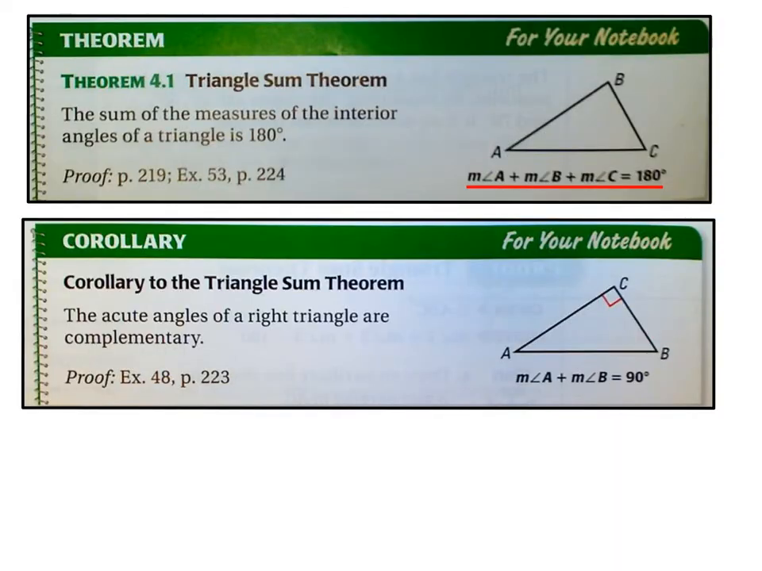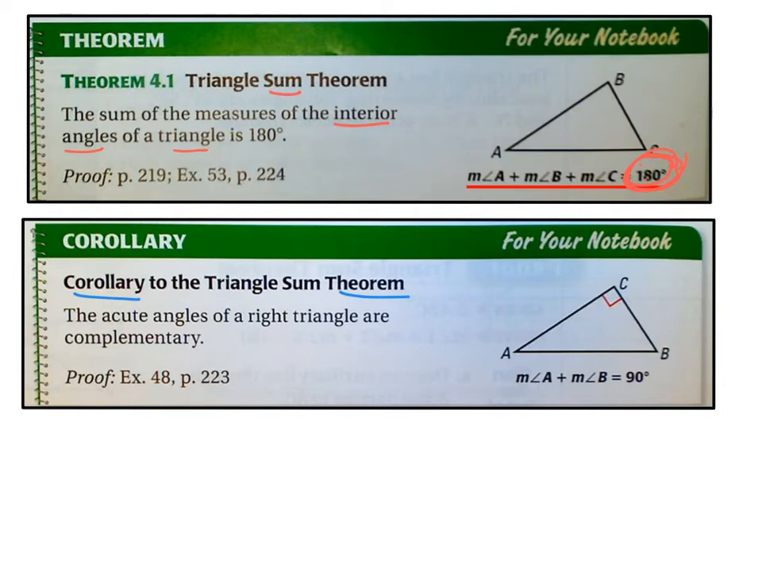Which brings us to our first theorem relating to angles in a triangle. So this is the triangle sum theorem. It deals with the interior angles of a triangle, and it's telling me that they're always going to add up to 180. Following that is the corollary of this theorem.